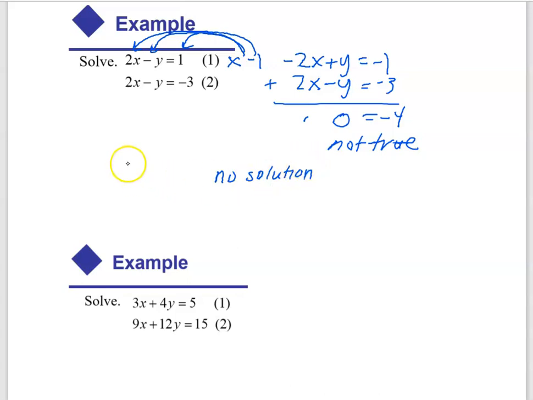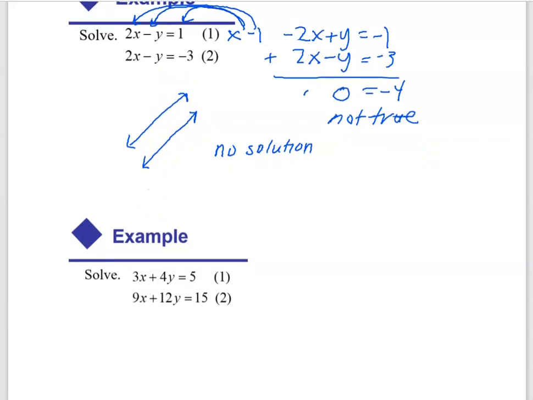When we graph these two lines would end up being parallel to each other. They never cross, and that's why there's no solution. The lines end up being parallel. They have a different y-intercept, but they're parallel. So no solution whenever we get a statement that's not true.